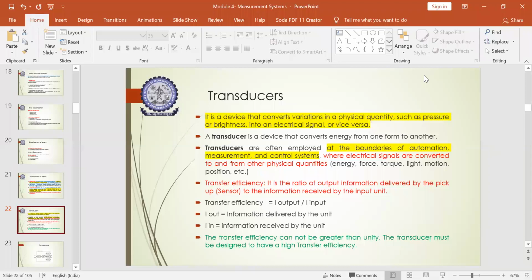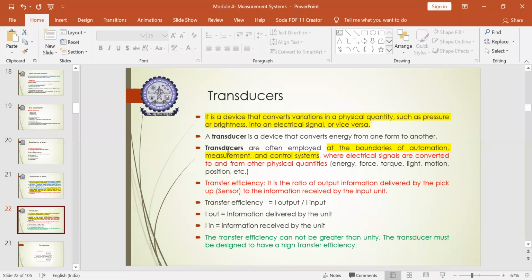So you can define it as a device which converts energy from one form into the other. Okay, so you can also call it a device that converts variations in a physical quantity such as pressure or brightness into electrical signals, and vice versa. So if it is changing with respect to physical quantities, this becomes the pressure type of transducer. Okay, electrical transducers, there are different types of transducers, so it depends upon which input signal you are providing. So based on that, you will have the classification of the transducers.